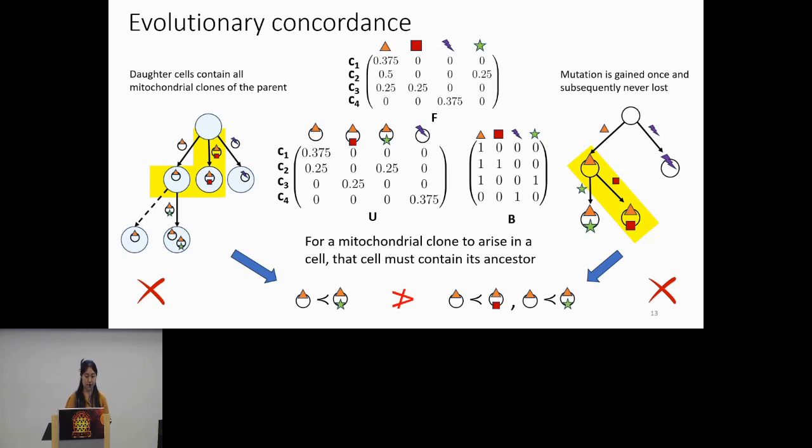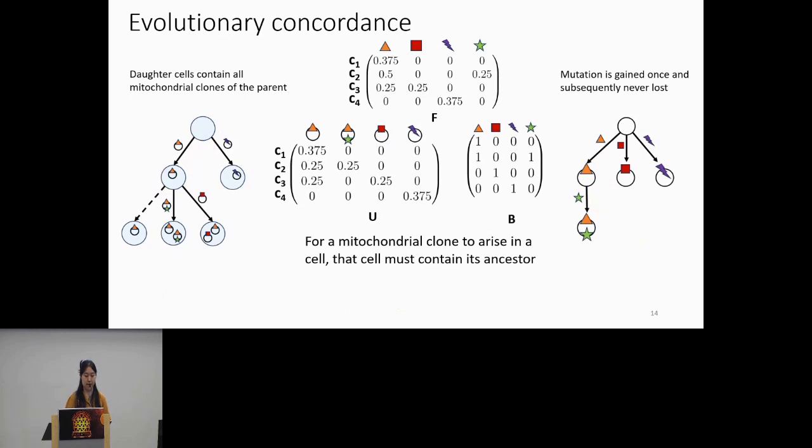For the same frequency matrix F, here is a different way of factorizing it into U and B. And here, the two trees are evolutionarily concordant, as we can see from the partial order listed here.